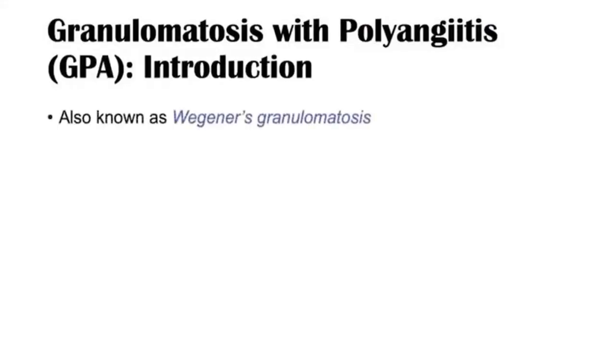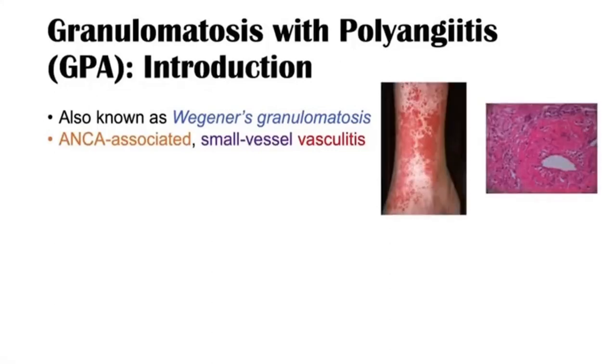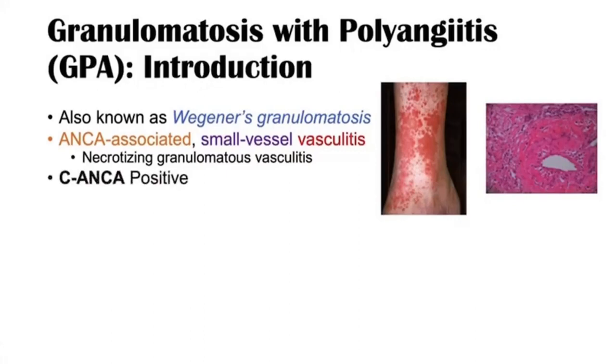So GPA is also known as Wegener's granulomatosis, and it is an ANCA-associated small vessel vasculitis. So it affects the small vessels, and it is vasculitis, itis meaning inflammation, so inflammation of the small vessels. And it actually causes what we call necrotizing granulomatous vasculitis. It is actually more likely to be C-ANCA positive. So again, this is an ANCA-associated vasculitis, but it's more likely to be C-ANCA.